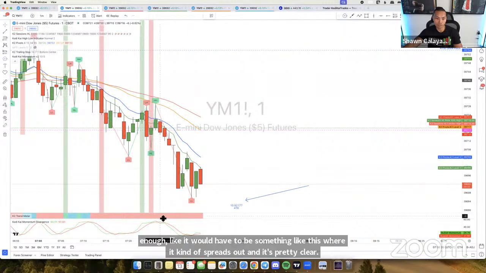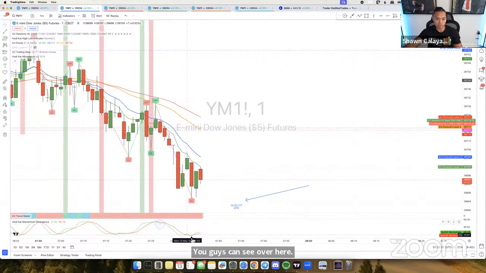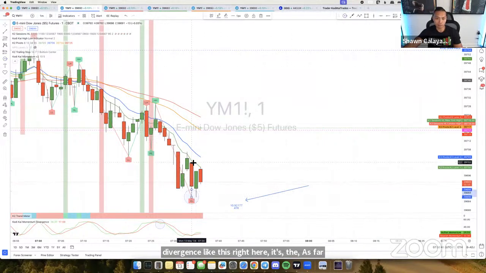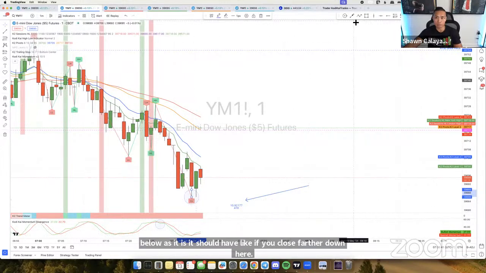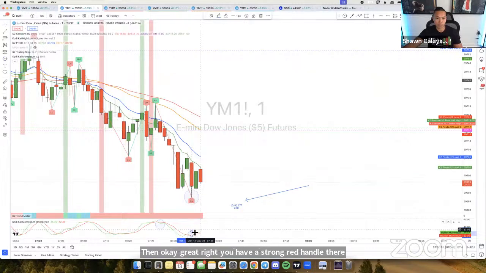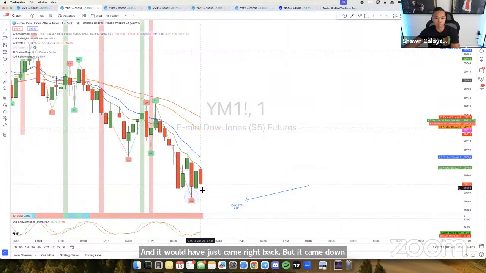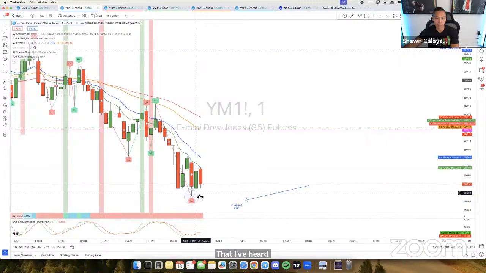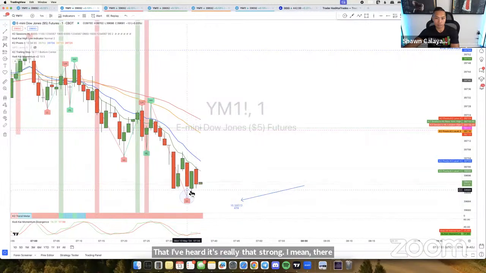You guys can see over here, a divergence like this is pretty clear, but with a divergence like this right here, the candle didn't close as far below as it should have. If it closed farther down here, then okay, great. You'd have a strong red candle there, and the divergence would have split and come right back. It would have come down even further, but because it didn't, the divergence wasn't that strong. There might be another divergence that comes up here, but going off the one we just identified is kind of tricky.